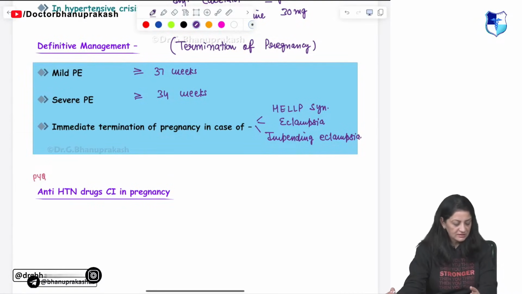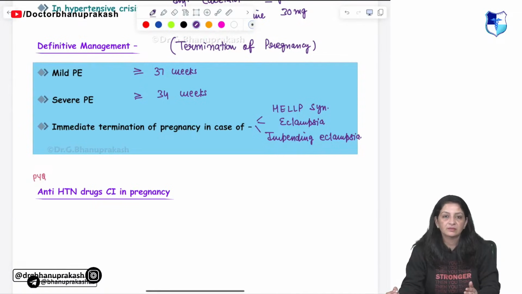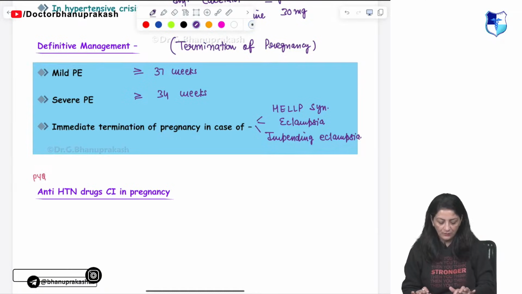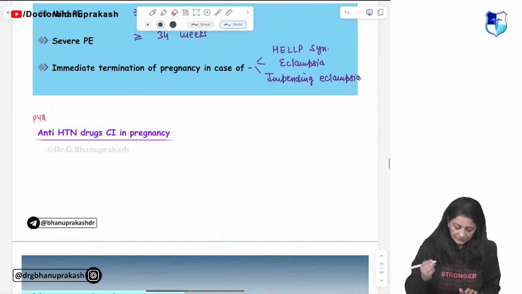Termination of pregnancy is the definitive management of preeclampsia, eclampsia, impending eclampsia and HELLP syndrome. Because हमें पहले किसको बचाना है? मदर को. Otherwise मदर की डेथ हो जाए.